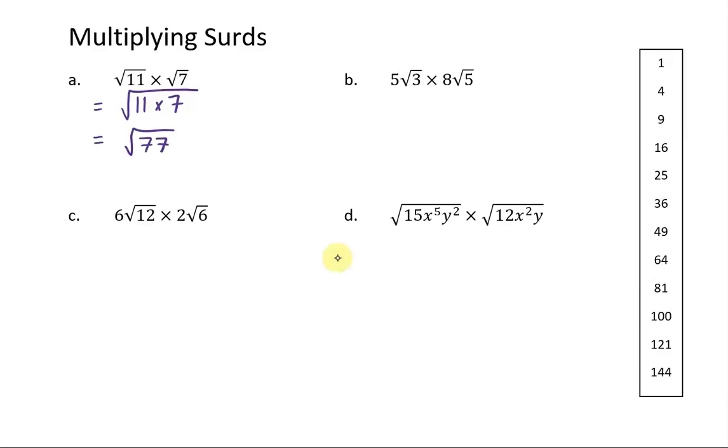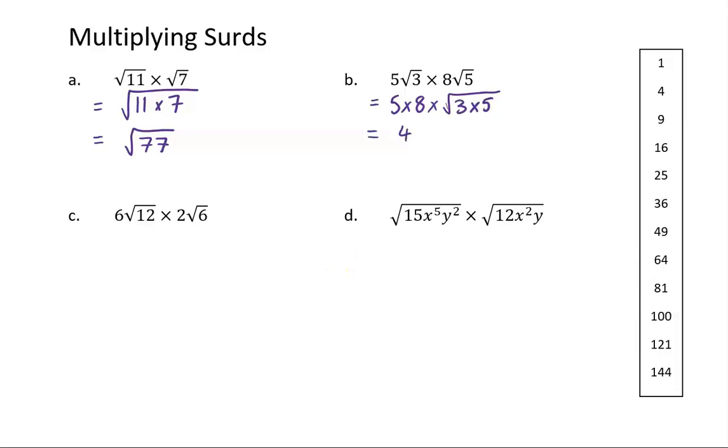In our second example, we have coefficients in front of our surds. So we have 5 root 3 times 8 root 5. They're both written in simplest form. 3 and 5, they're both prime numbers, so we can't simplify them any further. So what we do is we multiply our coefficients together, 5 times 8, and then we multiply the numbers under the radical signs together, 3 times 5, and we keep them under a square root.